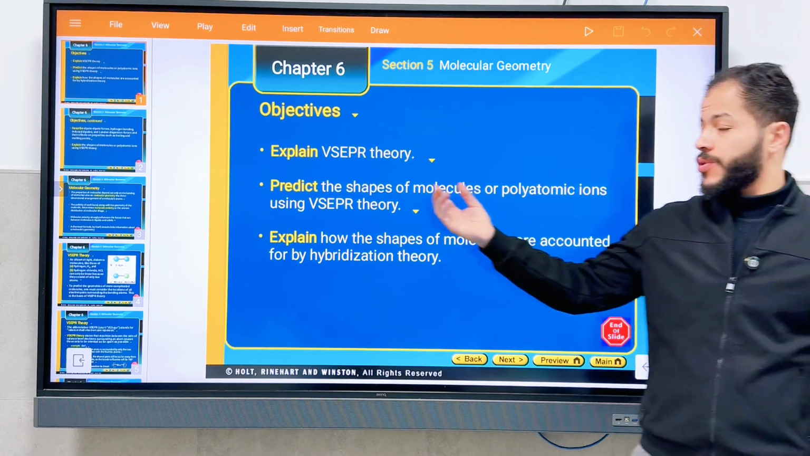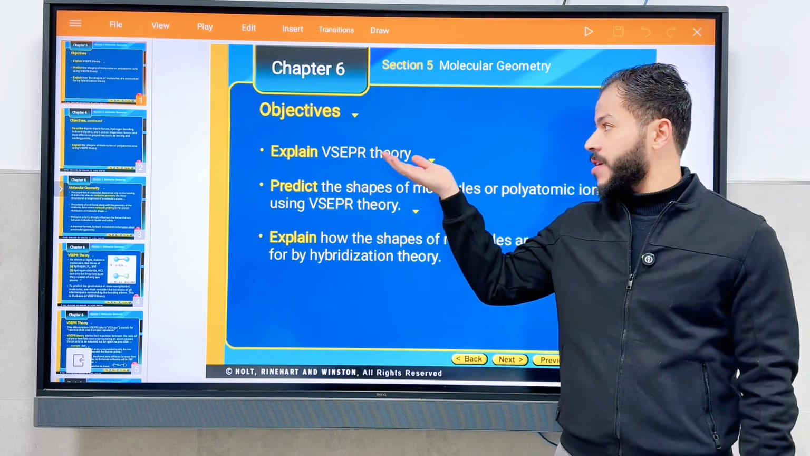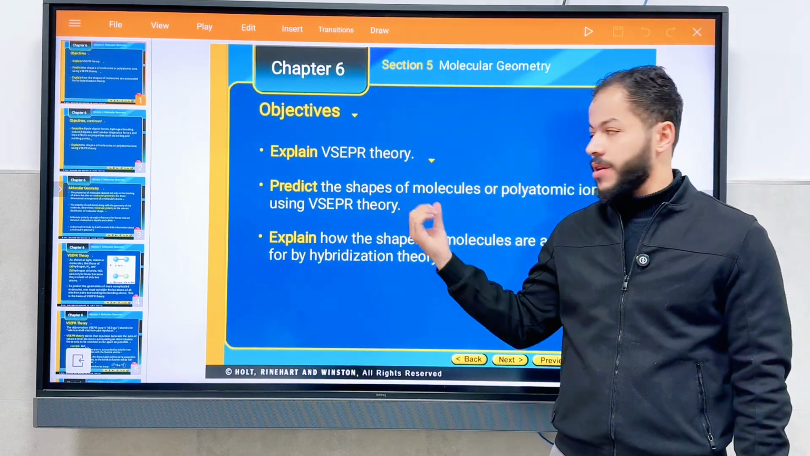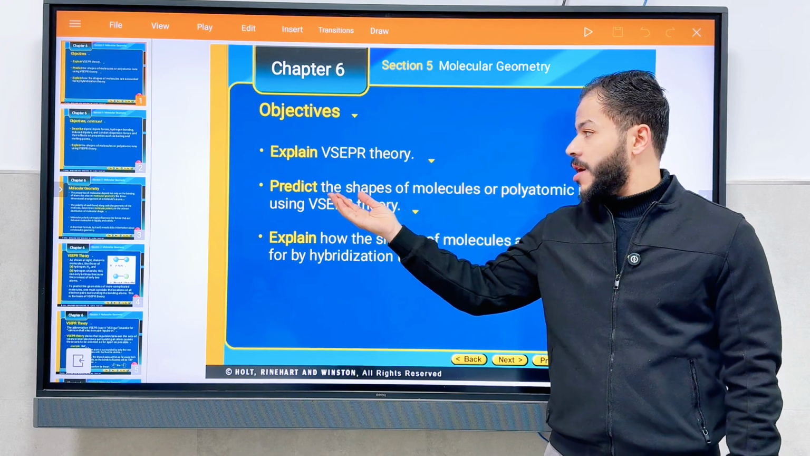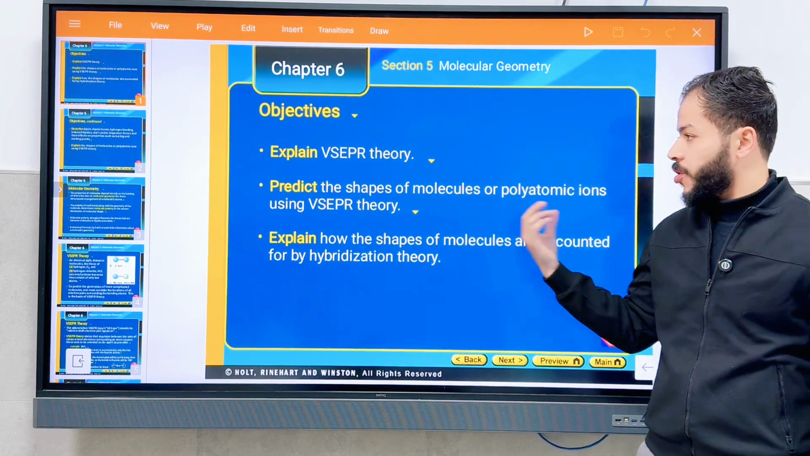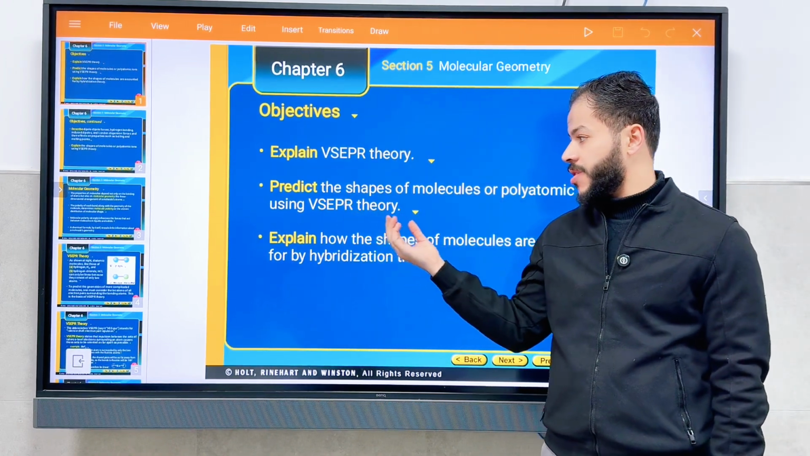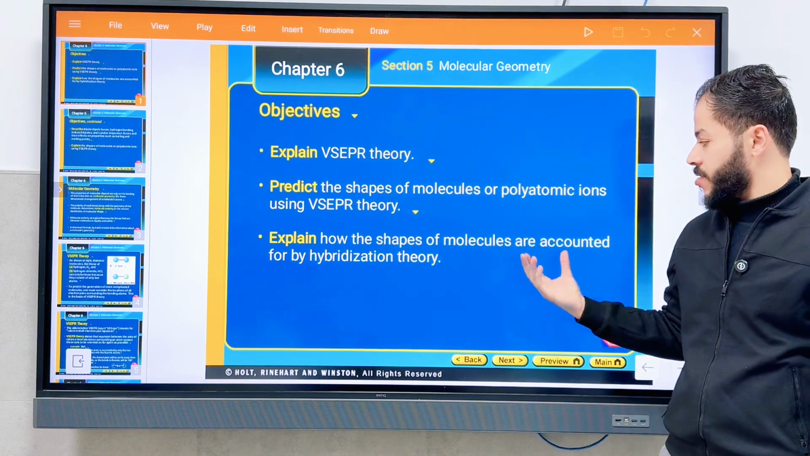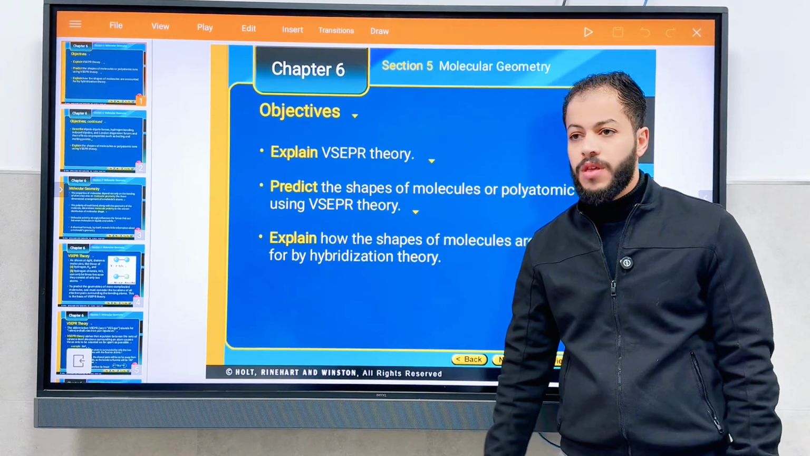Molecular geometry. We try to explain a theory called VSEPR theory. Okay, predict the shapes of molecules and polyatomic ions using the VSEPR theory, explain the shapes of the molecules, and account for the hybridization theory.